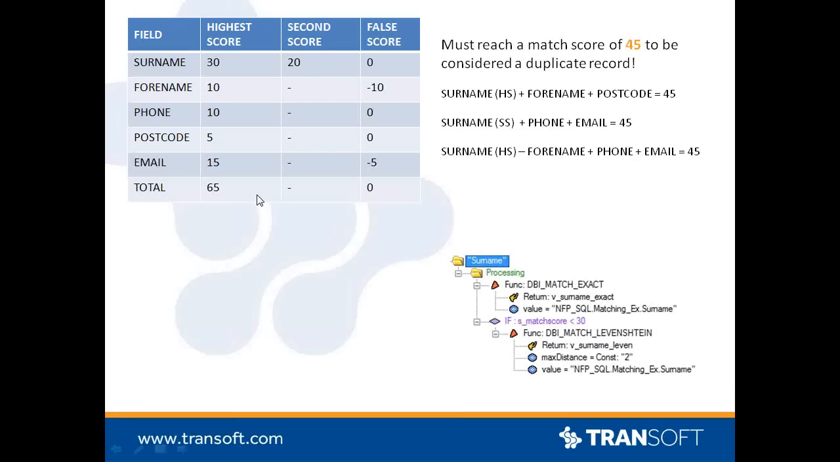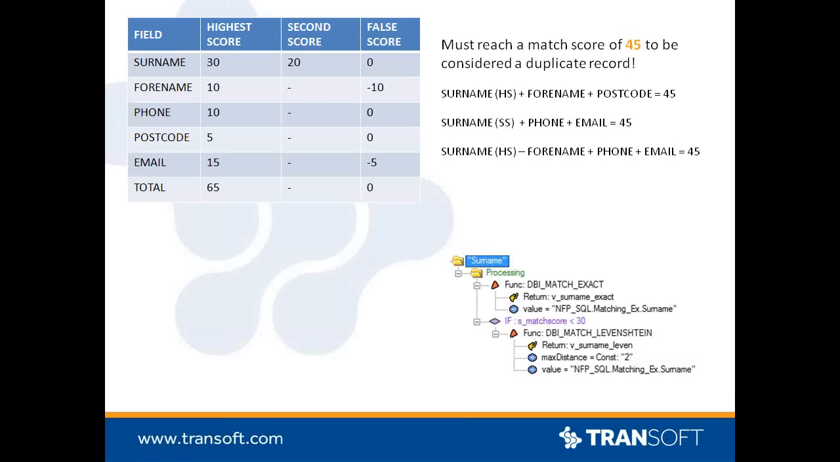So what I've done on the matching step is I've applied some processing functions to look for matches. In this example down here, on the surname, I'm going to look for an exact match. So that's going to compare Harrican to Smith and so on and so forth, depending on what's in your source table. And then that's going to return me a value. And then if that value doesn't equal 30, then I'm going to do a next step matching. So I've called that the second score. So assign a higher score and then a second score and a false score.